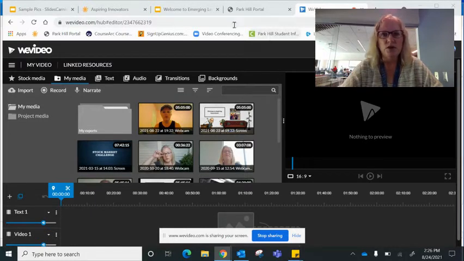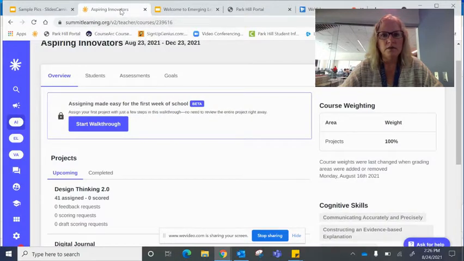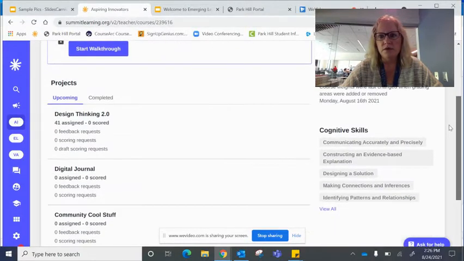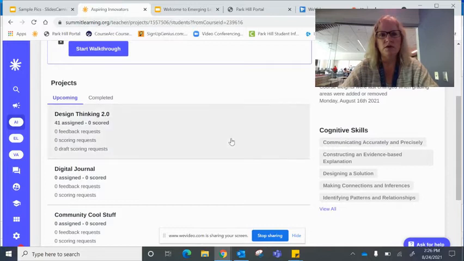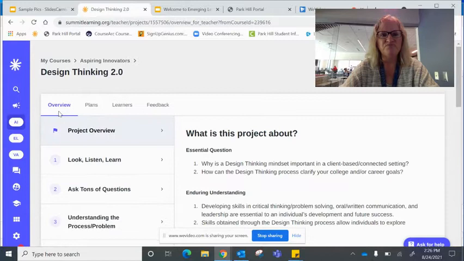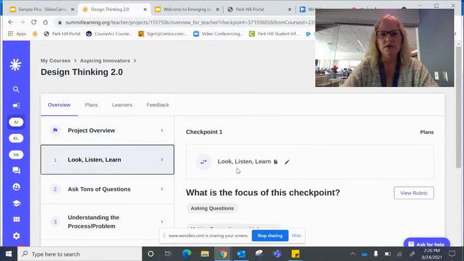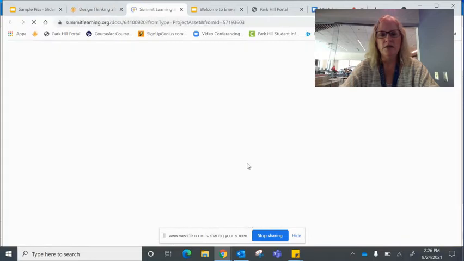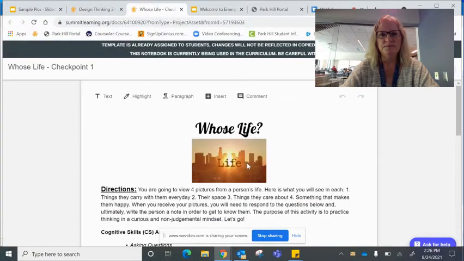Okay. So I'm going to go to my tabs here, and I'm going to open up the first project on Summit, which is called Design Thinking 2.0. You're going to do the same thing. And then I'm going to go to checkpoint 1, and it's called Look, Listen, and Learn. And I'm going to open that up.